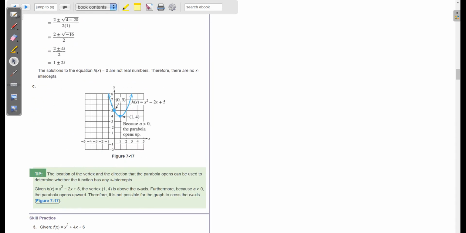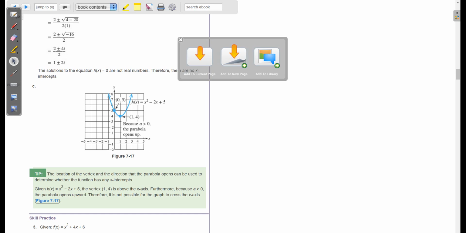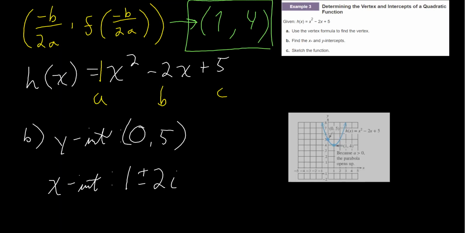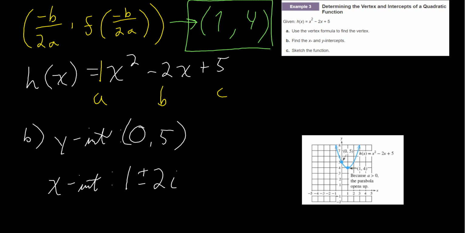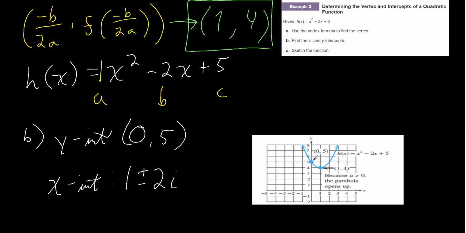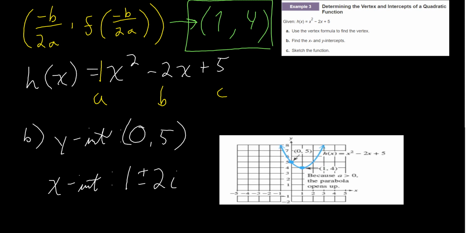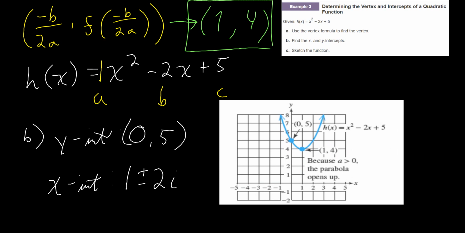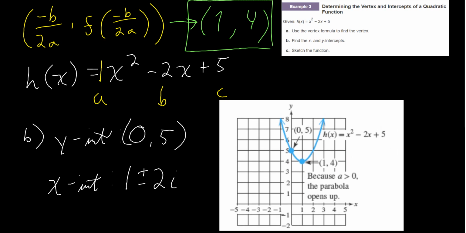As usual, we're going to go ahead and let the textbook do the graphing. Okay, there we go. And of course, we do indeed see our vertex at positive 1, positive 4, my y-intercept at 0, 5, and then we just connect the dots here. And of course, we don't cross the x-axis because, like I said, our x-intercepts are 1 plus or minus 2i.